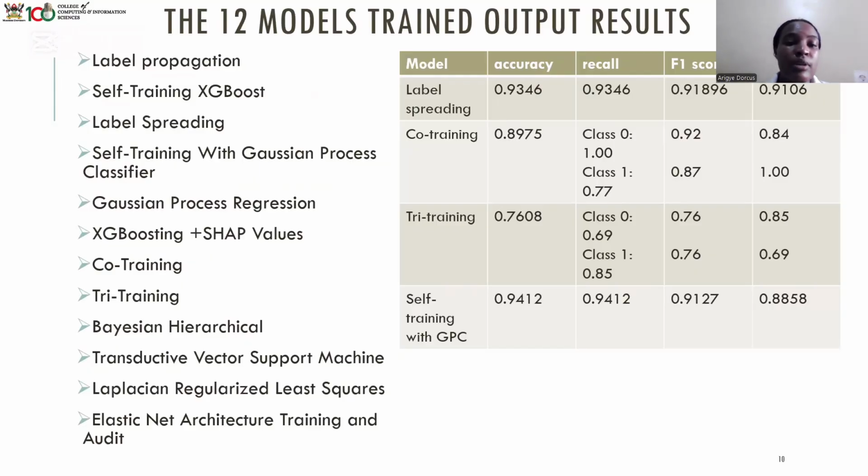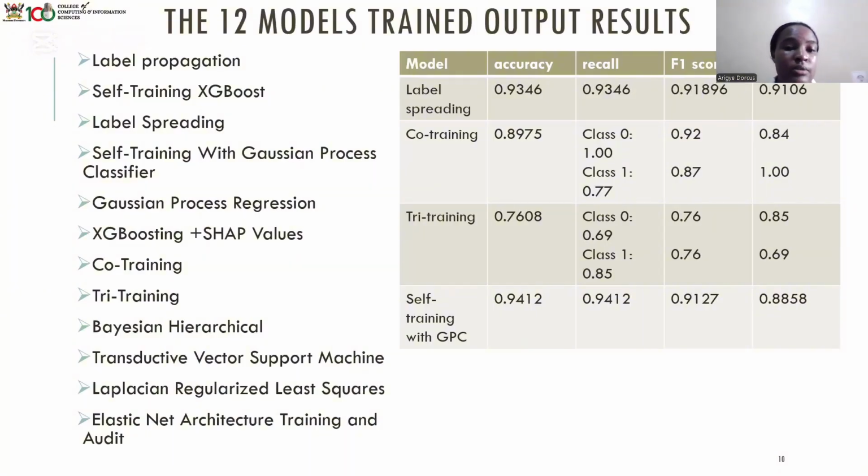We have the label spreading. This is similar to label propagation, but more robust to noise using normalized graph Laplacian. We have the self-training with the Gaussian process classifier. This one uses the Gaussian process uncertainty estimates to selectively add pseudo-labeled data. Then we have the Gaussian process regression, non-parametric regression providing mean predictions and uncertainty using kernel functions.